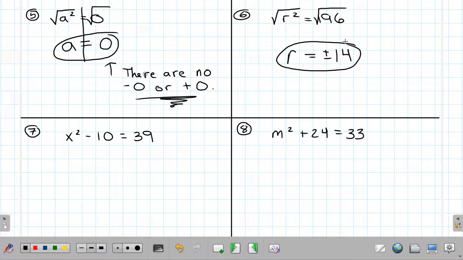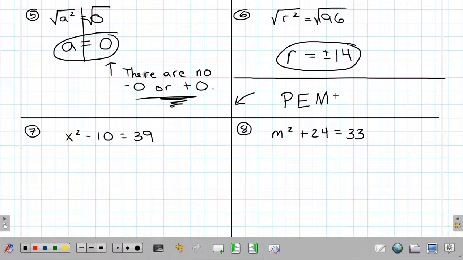So if we look at number 7, we have x squared minus 10 is equal to 39. And this is where, so I'm going to use the bottom of this box right here, just so we can see. So this is where this kind of comes into play. We have to follow, just like any other equation, we have to still follow order of operations.